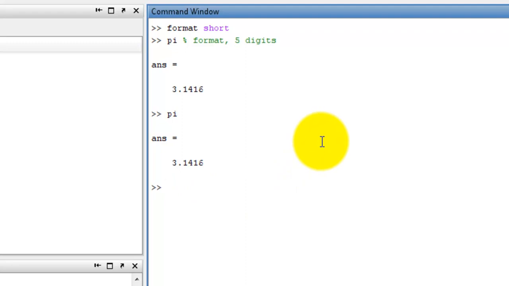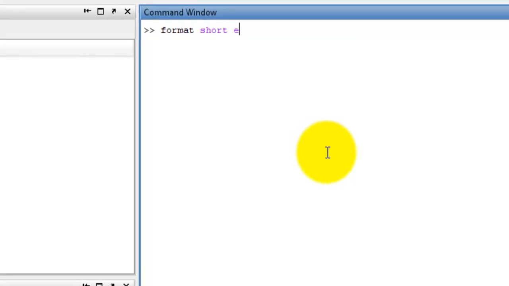now CLC, clear the screen. Now FORMAT, format SHORT, short E, format short E, enter. Pi, now pi, percentage comments is 5 digit with exponent. Value is 3.1416e+000. Okay, again type pi.